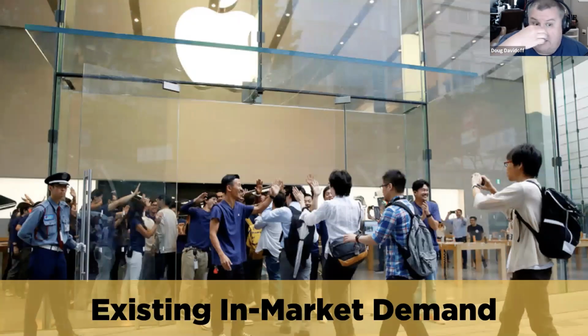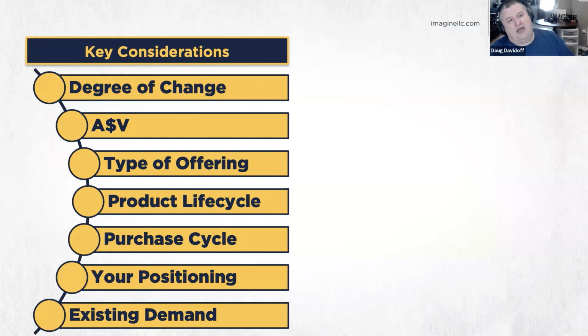And then the last consideration is how much existing in-market demand there is, and when I talk about demand, I mean intent. There are people that are actively looking to buy. Are there lines at people's doors, or do you need to generate your own line? So these are the considerations: the degree of change involved to be able to realize the benefit, the average sale value, what type of offering you are selling, where you are in the product life cycle, what your purchase cycle is, what your positioning is, and what level of existing demand there is.